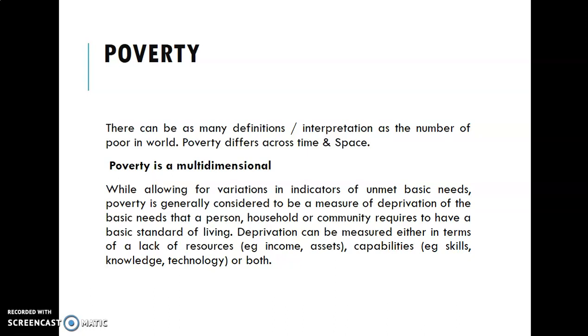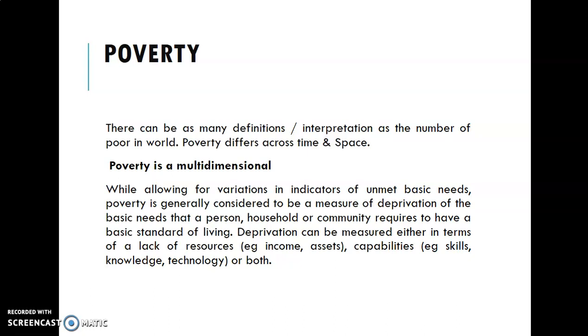So deprivation can be measured either in terms of lack of resources, suppose income, assets, capabilities, skills, knowledge and technology, or both. As I talked in my previous classes, Amartya Sen also told us that if you want to remove poverty and improve the life standard of the community, you must provide them basic skills, knowledge and technologies. So these are called the capabilities.